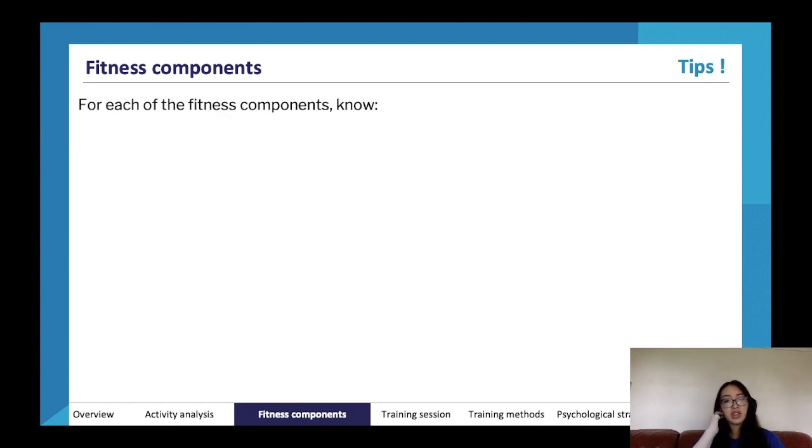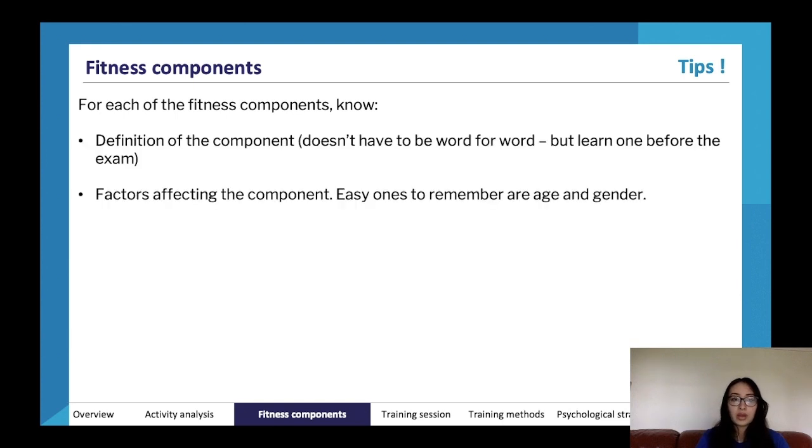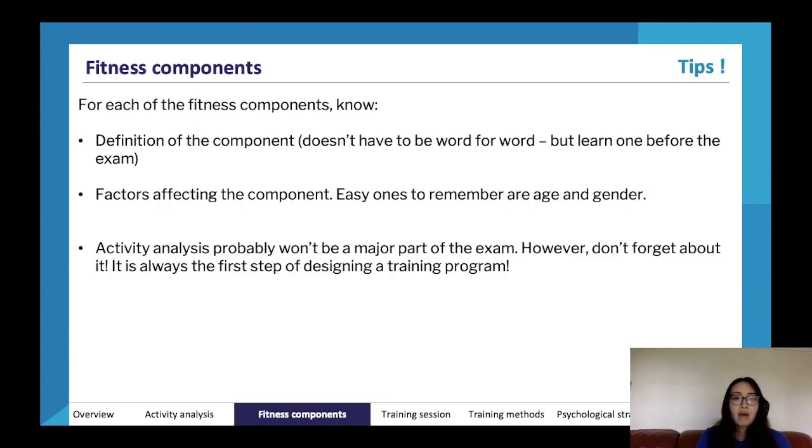Okay, so just a bit of a summary for the end of this little content section. For each of the fitness components, we must know a definition of the component. It doesn't have to be word for word, but learn one before the exam, which is why I recommend flashcards. The stuff we've gone through today isn't necessarily complex. Hopefully you all understand what each of these words mean. And I know some of them seem a bit physiology or biomed, but if you break them down, I think they make sense.